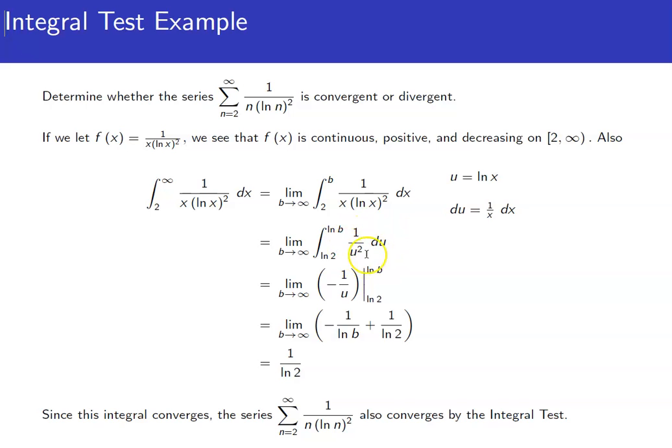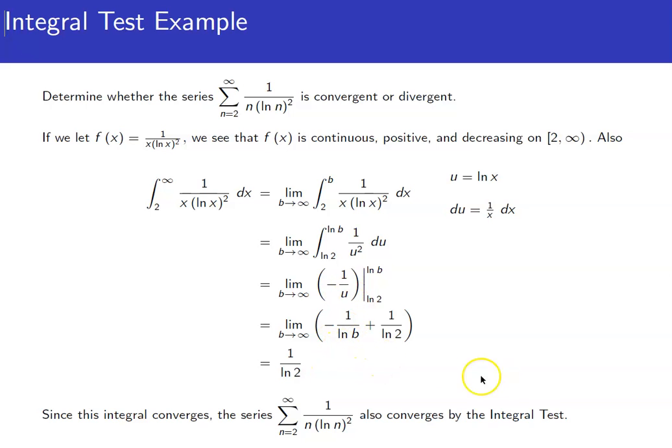Now, of course, everything here is in terms of u, so we better make our limits in terms of u. If you plug in 2 for x, you get log of 2 for u. If you plug in b for x, you get log of b for u. So our integral goes from log 2 to log b. The antiderivative of 1 over u squared is negative 1 over u, evaluated from natural log of 2 to natural log of b.